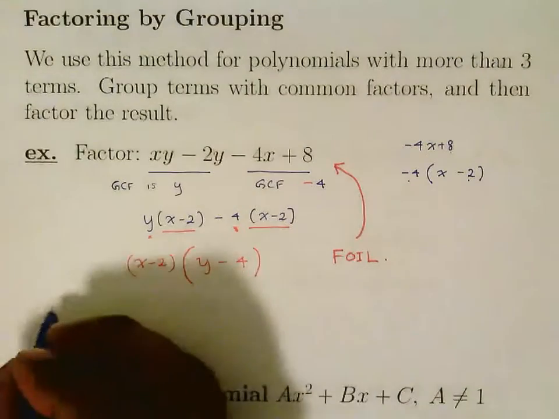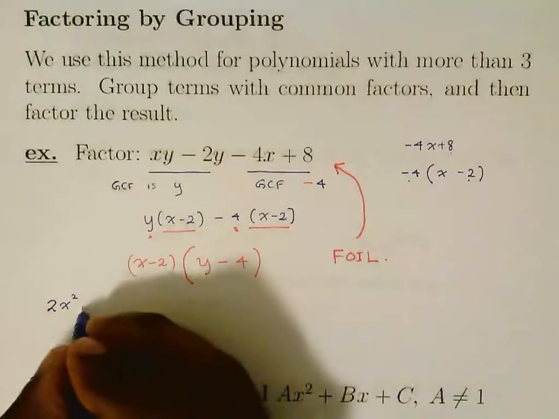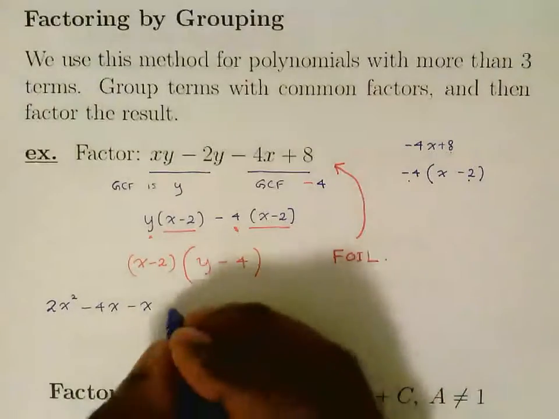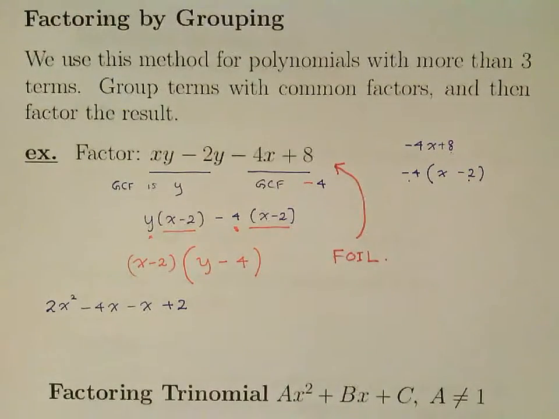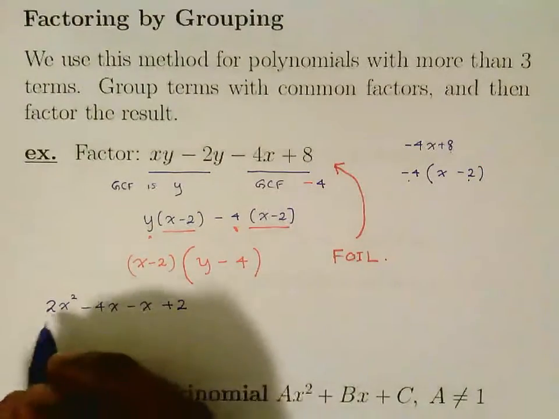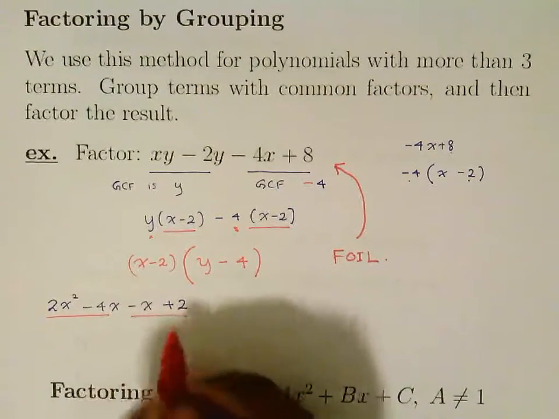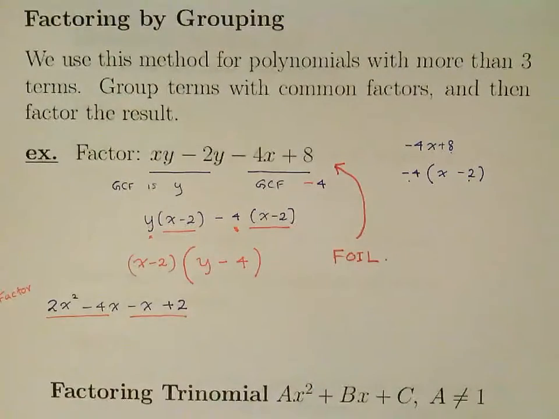How about this? I would do 2x squared minus 4x minus x plus 2. So here I'm trying to factor this. I'm not trying to combine this. I'll just factor it. Okay, so let's see how I go about this. First of all, notice that you can group things. So the question is factor.